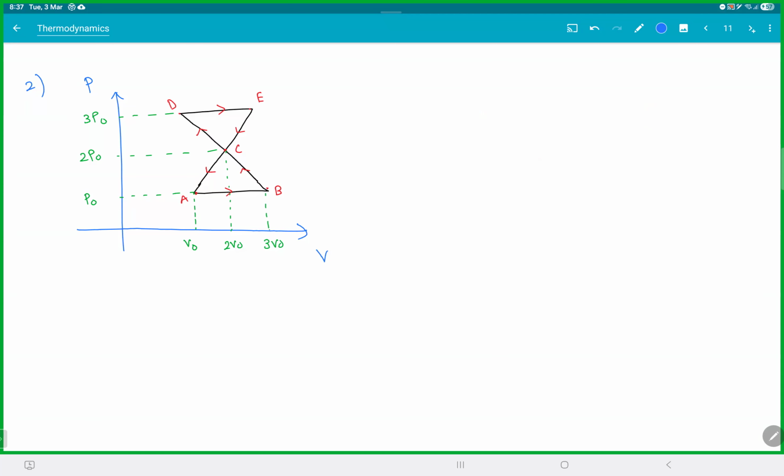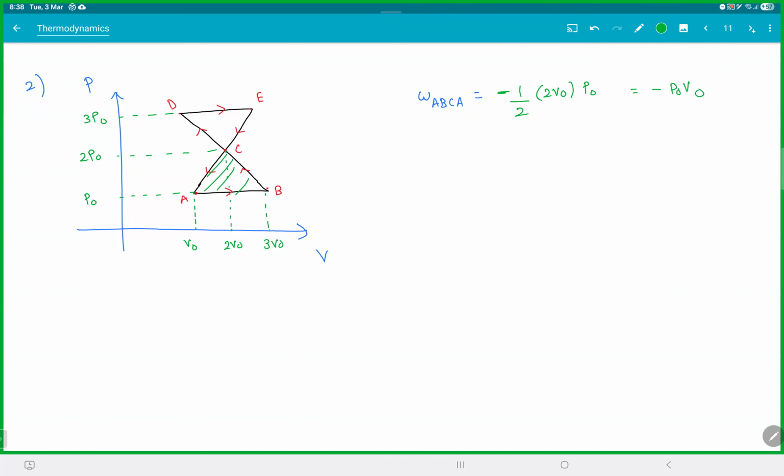Straightforward. You want to find the work done in A, B, C, A, so you just need to find the area A, B, C, A. Just find this green shaded area, which is half into the base, 2V naught, and the height, P naught. Which way is this process going? It is going anti-clockwise, so it is negative. So minus P naught V naught.